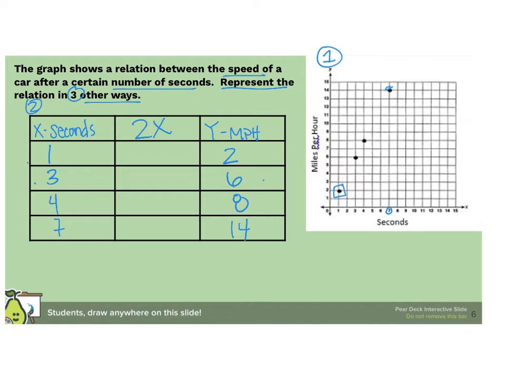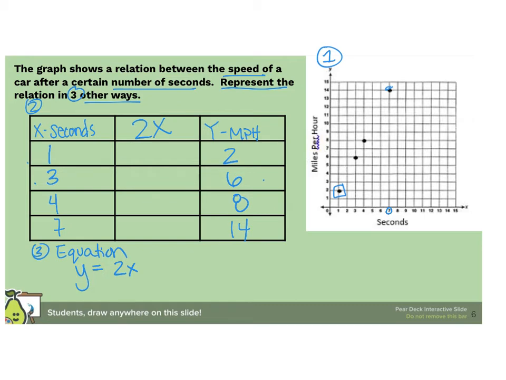And to write an equation, which is going to be another way to represent this, for the equation, you put Y first. If I want to end up with Y, I'm going to take my X value and I'm going to multiply it by 2. So that's it.